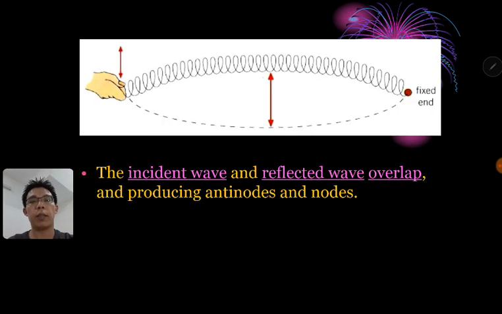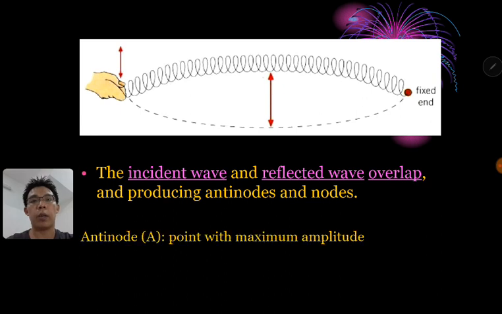If they have successfully formed a stationary wave, then there will be some points that are categorized into particular names. These are called antinodes and nodes. So what is an antinode? An antinode is a point with the maximum displacement. That is this point here. It has the highest displacement among all those points along the string. This one is the highest one.